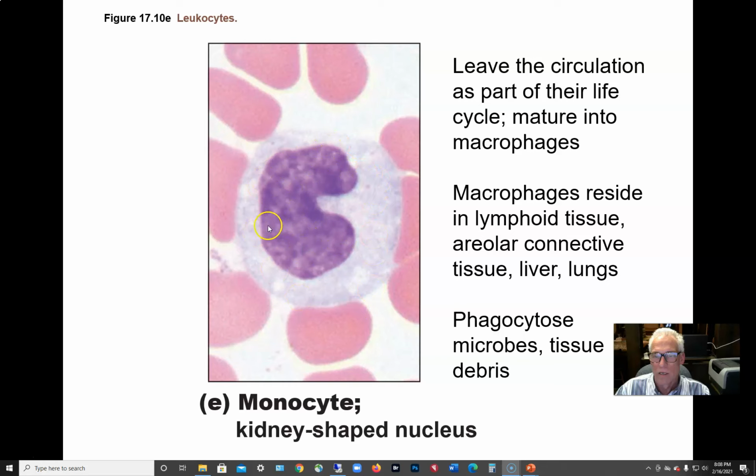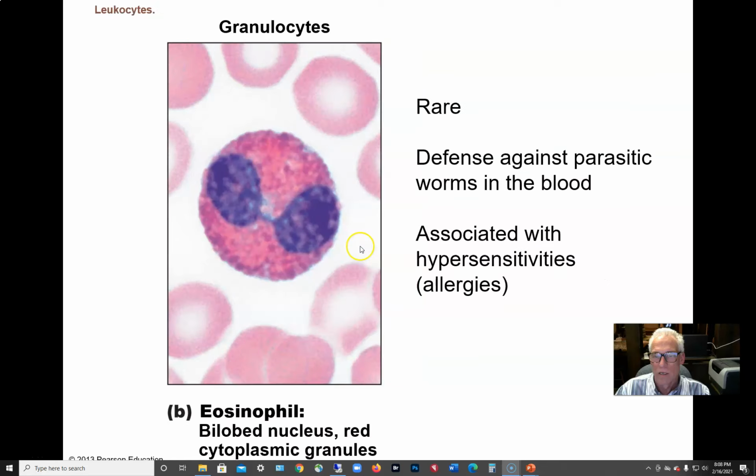These cells are on their way somewhere. They come from the red bone marrow, circulate for a while, and then they leave the circulation and mature into macrophages. That's where all the macrophages in your connective tissue proper come from. Obviously, the areolar connective tissue has macrophages which surveil the tissue for infections and foreign material and debris, and phagocytize it, gobble it up, and destroy it.